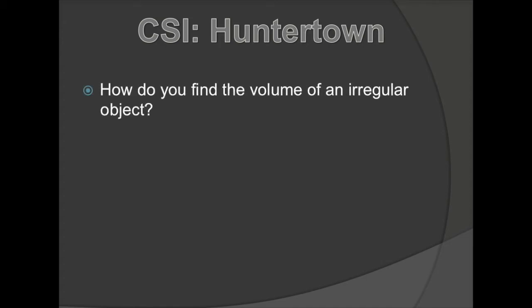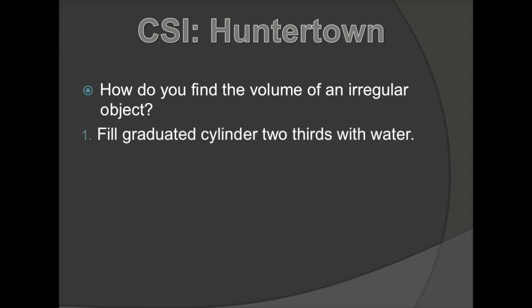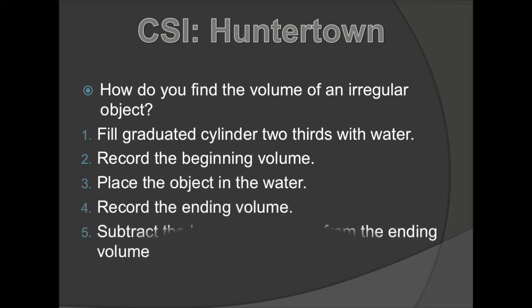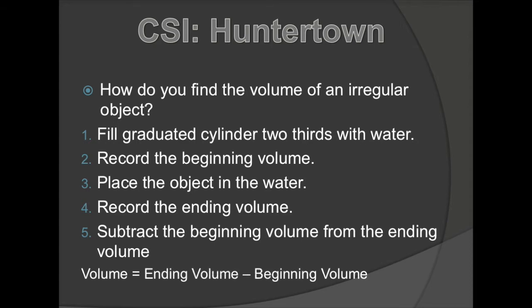All right, we're moving into aspects that work with CSI Huntertown. How do you find the volume of an irregular object? Well, we've done this quite a bit. And remember, it says 2/3, but a lot of times we'll put in 50 milliliters of water, record that beginning volume, place the object in the water, record the ending volume, and subtract the beginning from the ending. Should have been pretty much what you put in your procedures for this investigation.